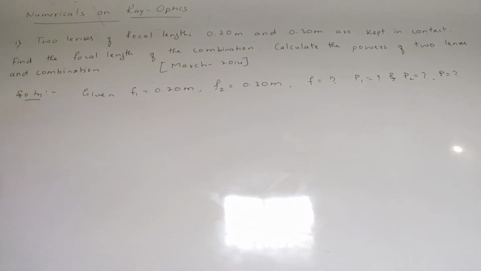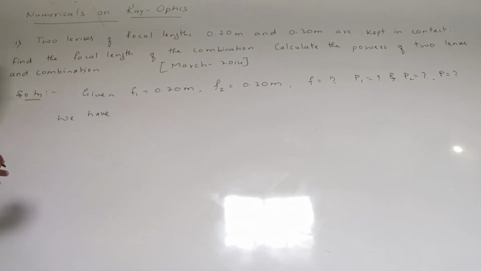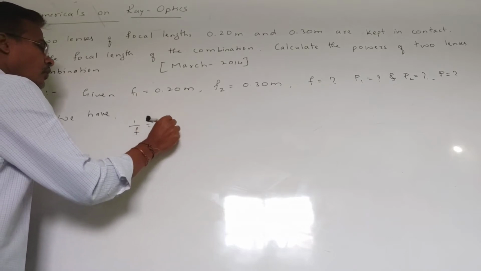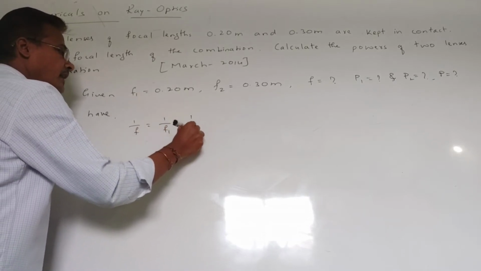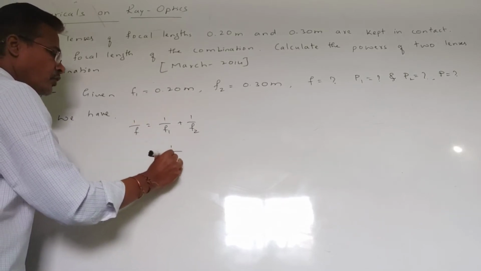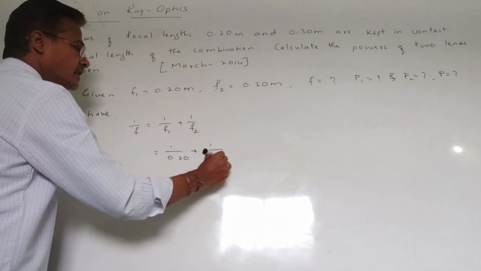So we already know one formula, the formula for a combination of two thin lenses. The focal length of a combination of two thin lenses: 1 by f equal to 1 by f1 plus 1 by f2. This is the formula we are using. So 1 by f1 is 1 divided by 0.20, plus 1 divided by 0.30.